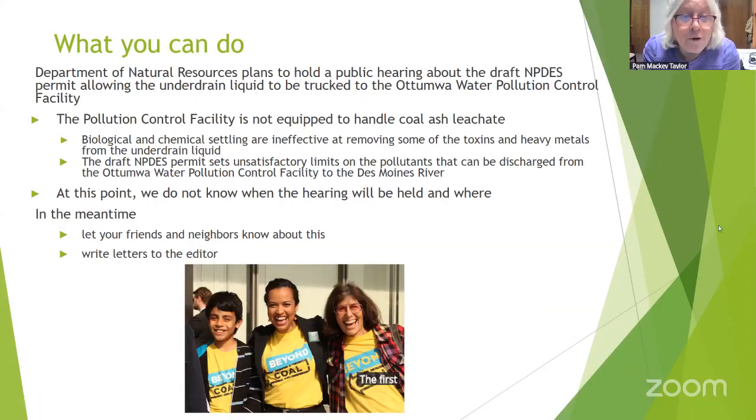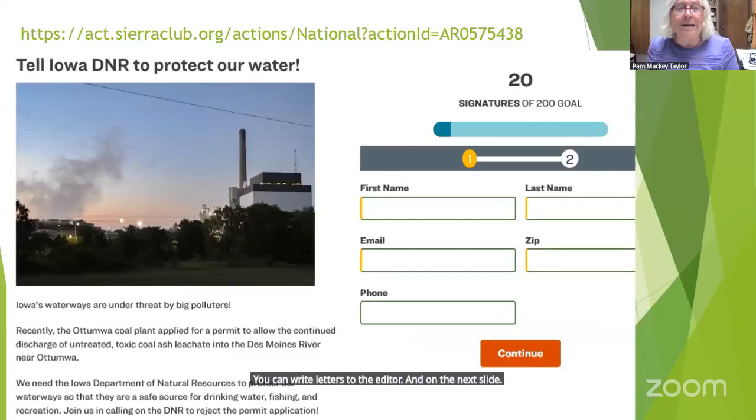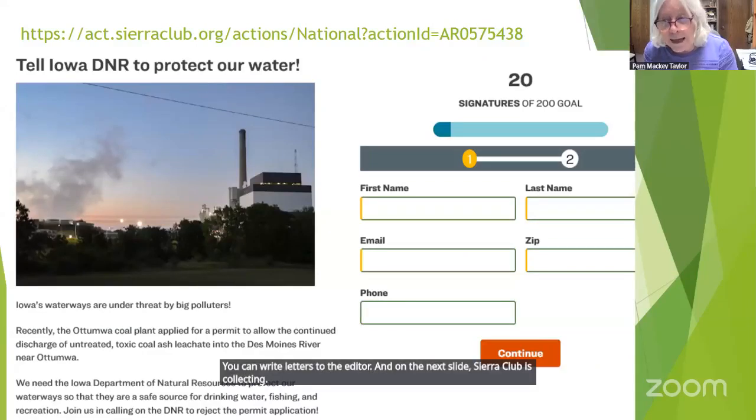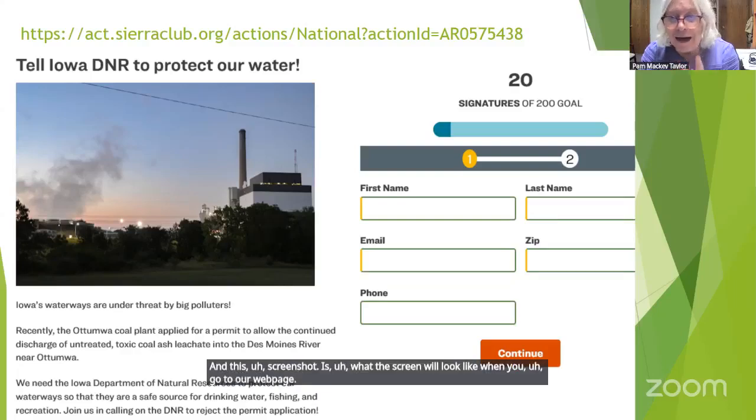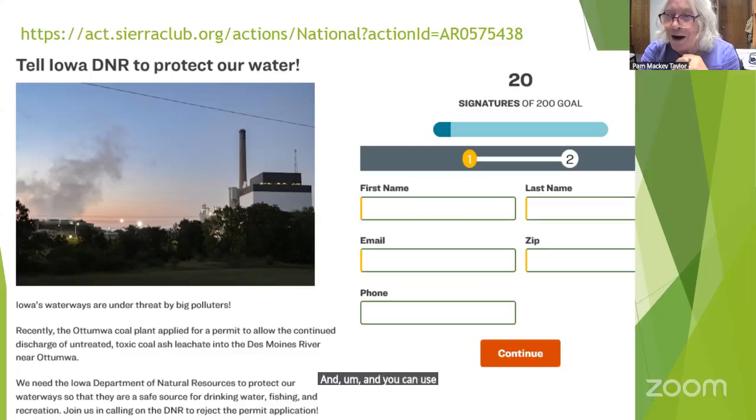The first is to let your friends and neighbors know about this. You can write letters to the editor. And on the next slide, Sierra Club is collecting responses and letters to the Department of Natural Resources. And this screenshot is what the screen will look like when you go to our webpage. And you can use this to enter a comment to the Department of Natural Resources. Jess will be posting that in the chat, so you can refer to it. And with that, I'll answer questions.